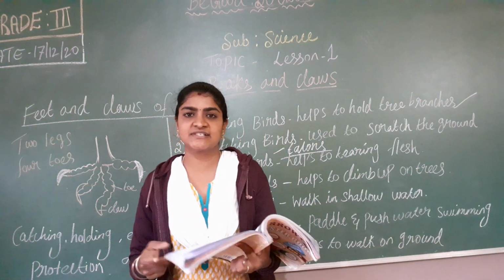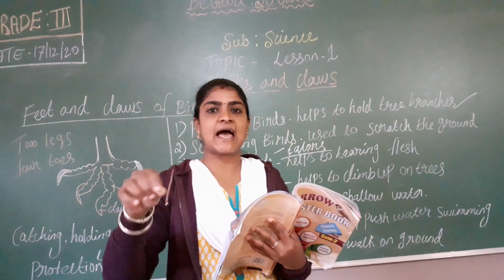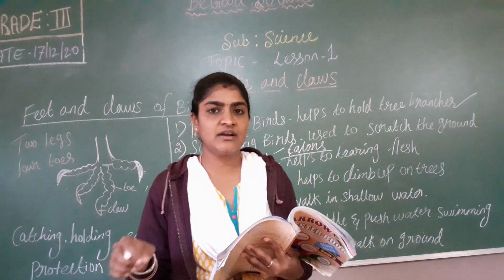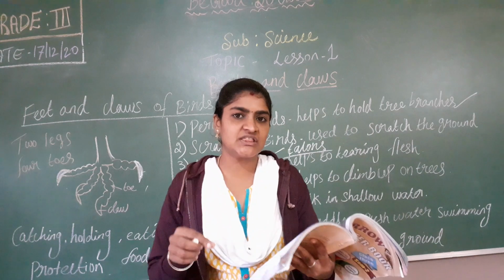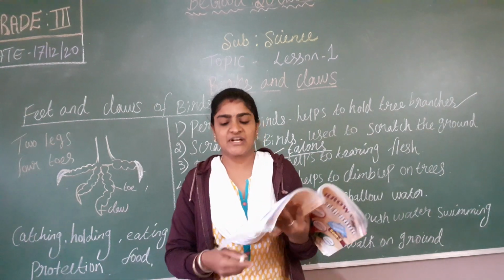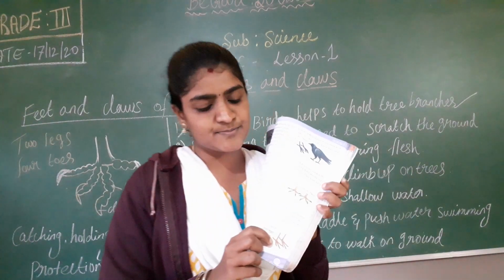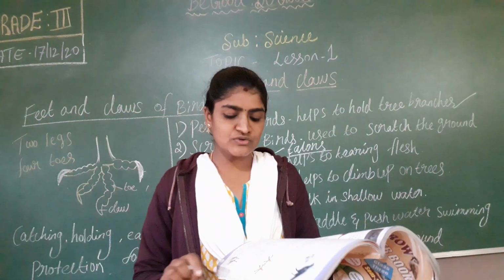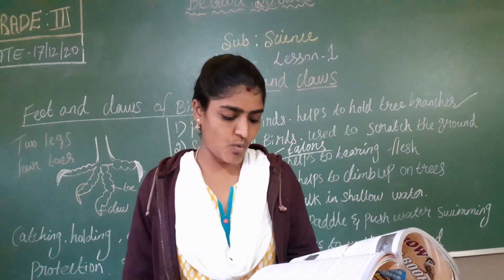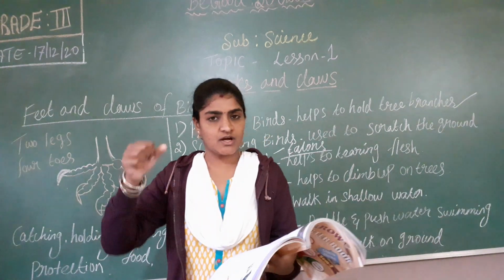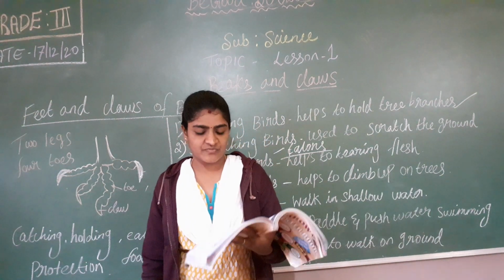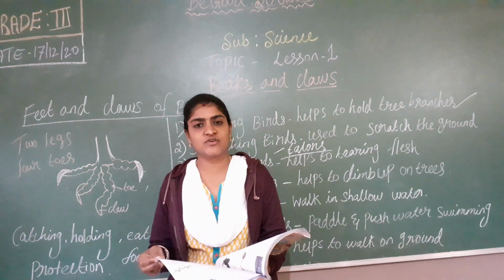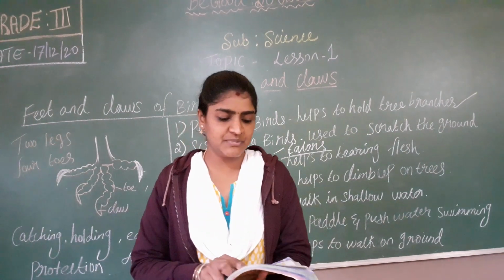This type of bird can walk on shallow water. The legs are very thin and very long. The feet have spread toes, and using that they can balance in the water. Also, they pick up fishes from the water. For example, cranes, flamingos, storks and herons are some wading birds.